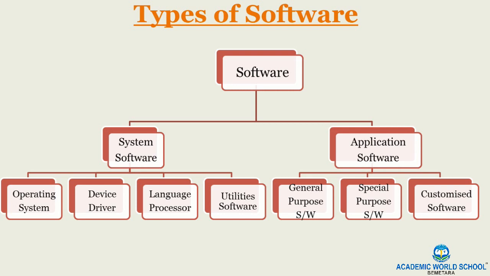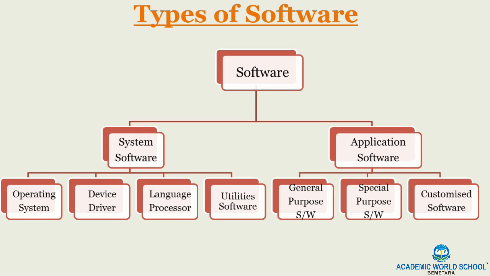Language processor means the software which processes the language. As you know, the computer understands only 0 and 1, meaning binary language. Whenever you are typing anything, that goes in the form of 0 and 1 to the computer. In between there is software which converts high level language, the language which you type, into low level language, the language which the computer understands. There are different software like compiler, interpreter and assembler.